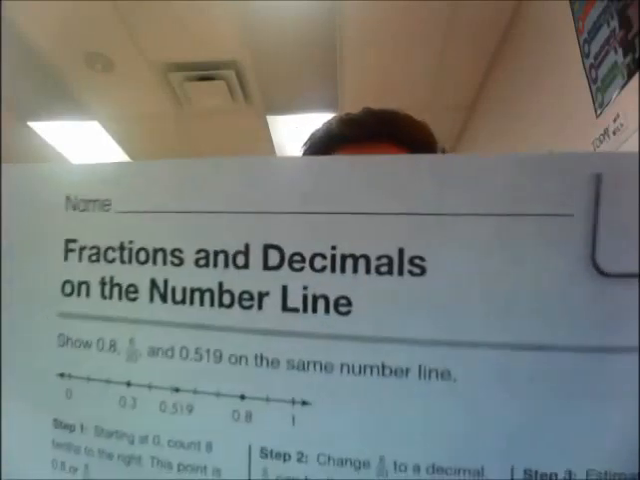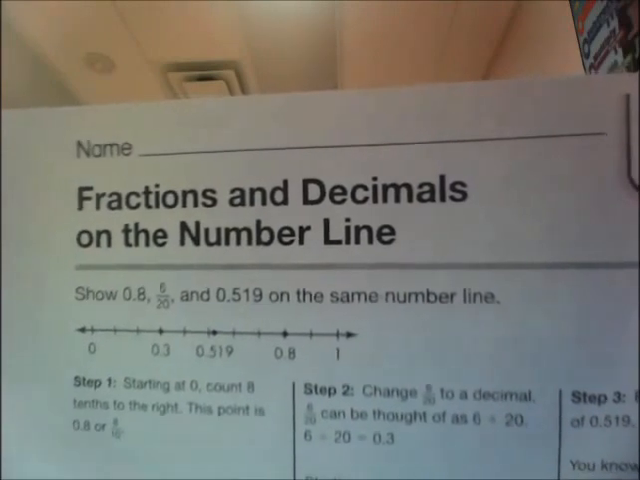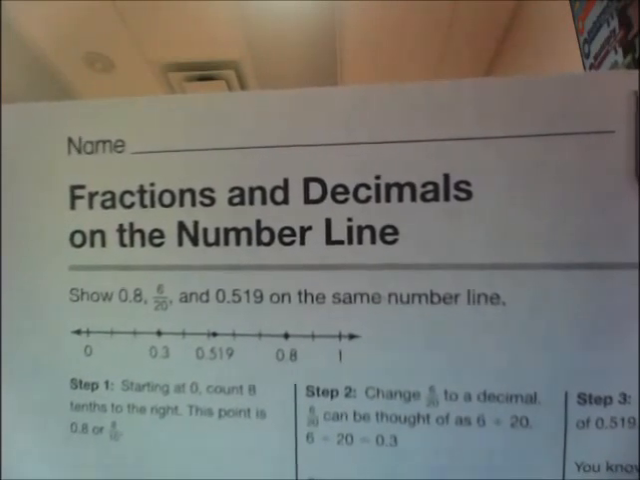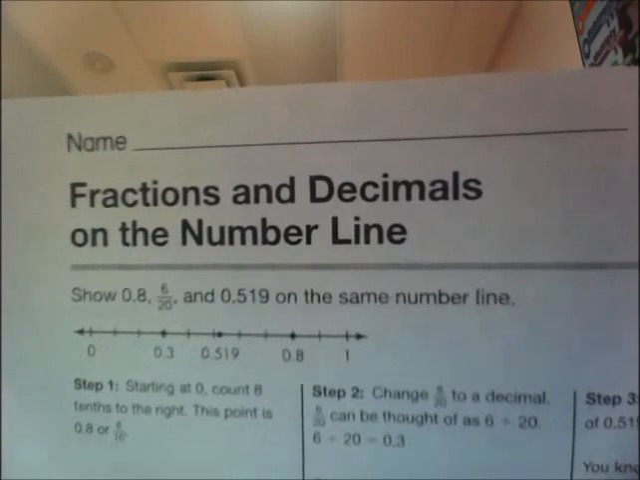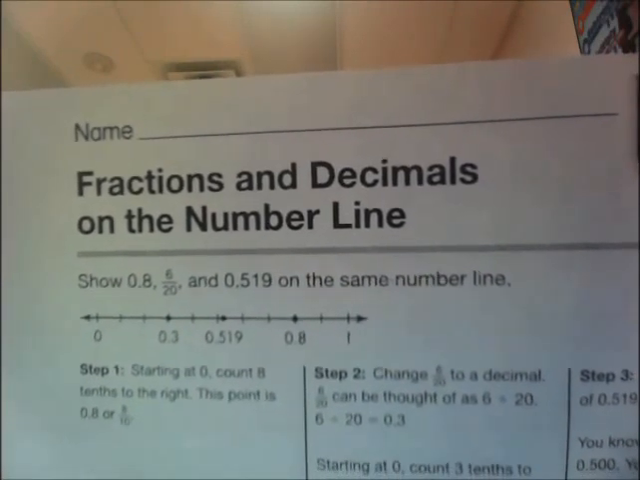And if you look at that first question, I'm just going to be using it as my example to reteach. I want to show those three numbers, which are 8/10, 6/20, and 519 thousandths on the same number line. This is pretty much what we did in class today, just so parents are hearing it, and also so kids are getting it a little bit further into their memory.